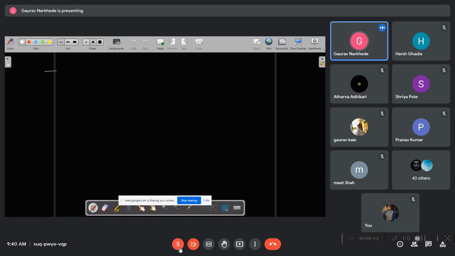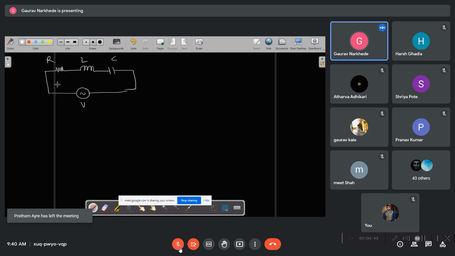Let us say I will give only one case: L, and this is your capacitor C, R, L, C. And then I am applying some voltage V here, and due to this voltage, some current I is flowing through all the three. When the current is flowing through the resistor, it will make a voltage drop across it. Let it be VR, VL across the inductor, and VC across the capacitor.